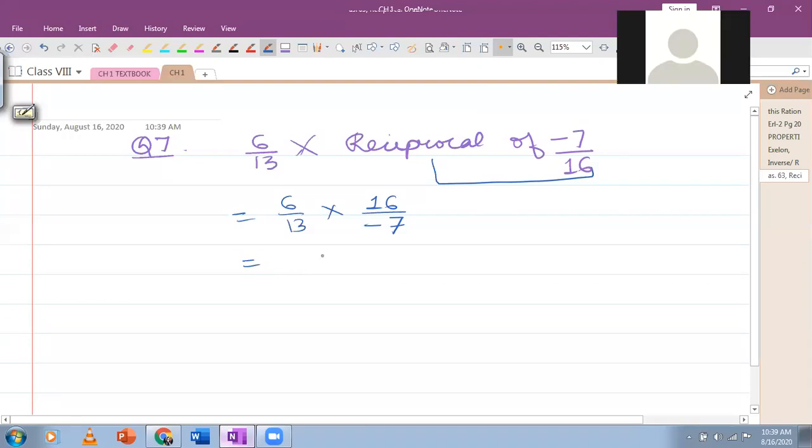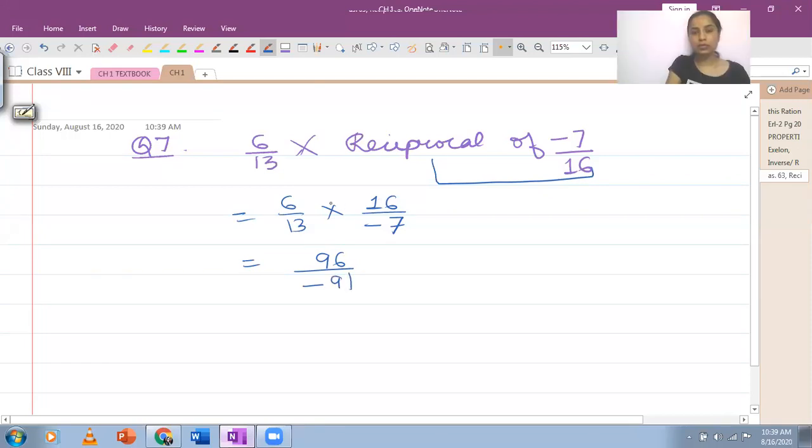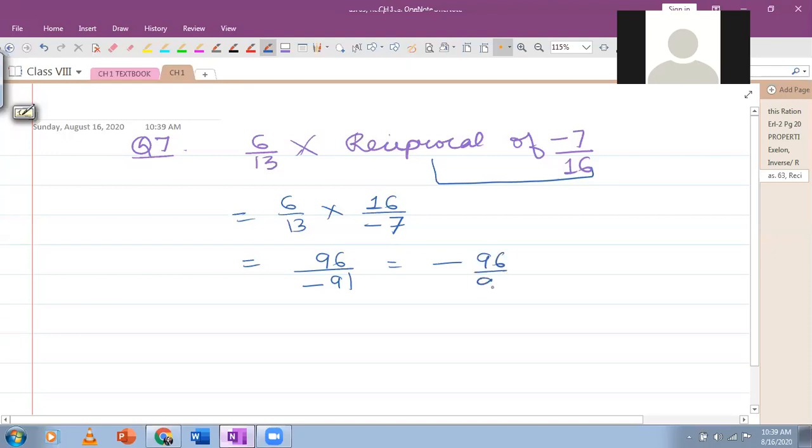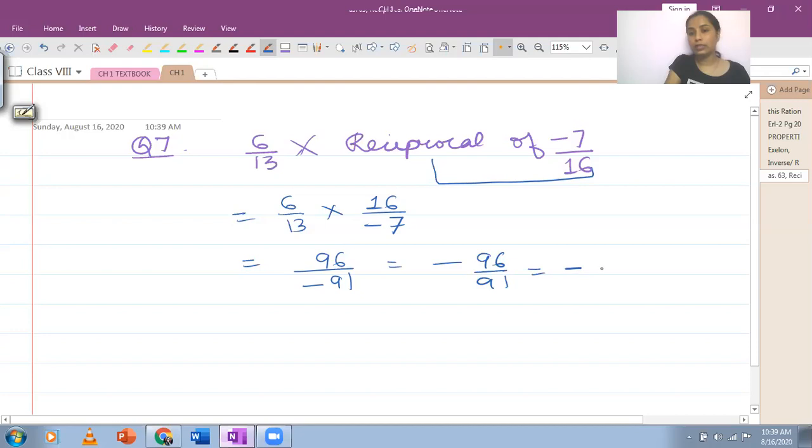Minus 96 over 91. So this is what we get multiplying the numerators and multiplying the denominators, and we write it in correct form. If you want, you can change it to mixed form. So this can also be written in mixed form like this. This was improper, so we can change it to mixed.